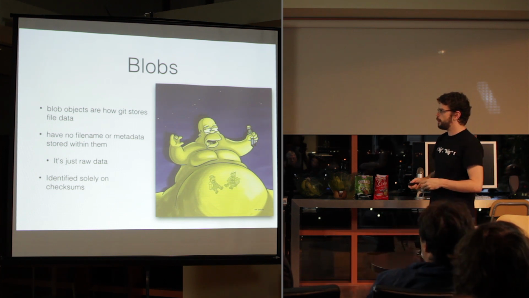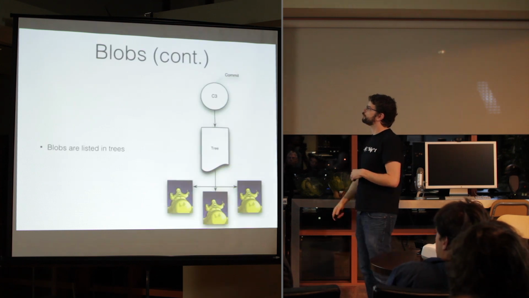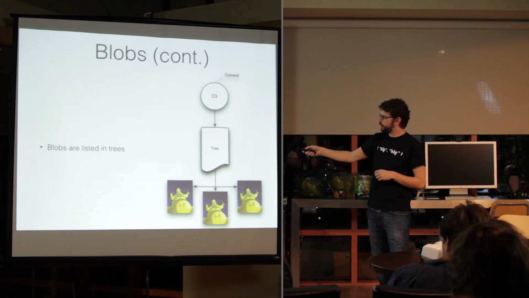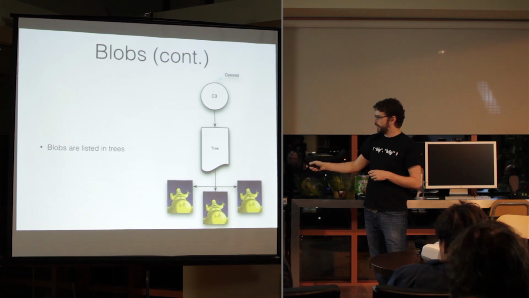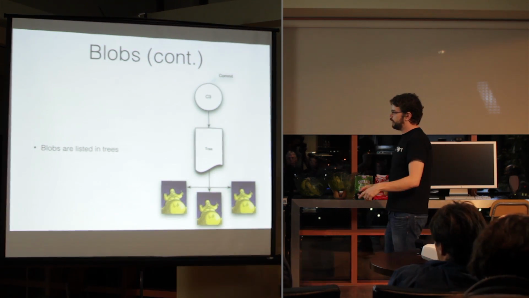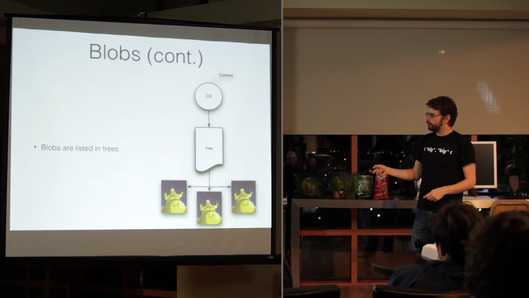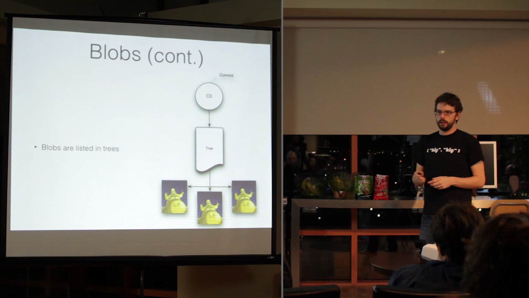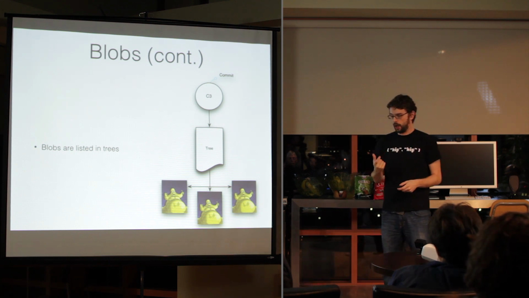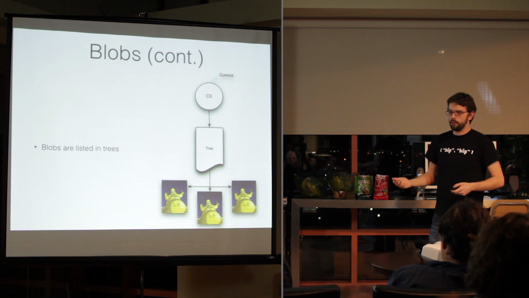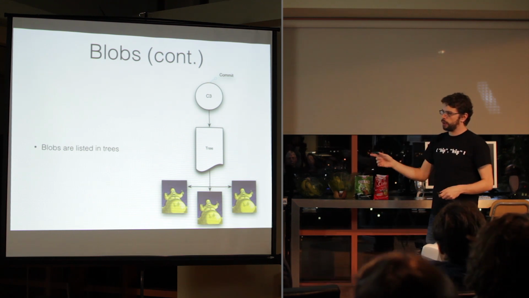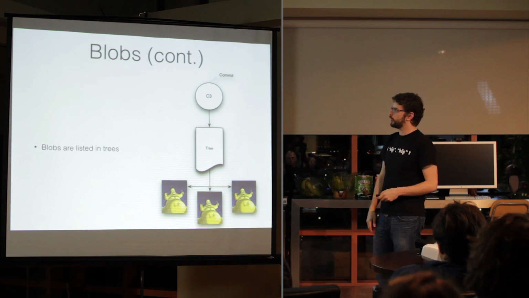And they're identified solely on checksums. So they're listed in trees. This would be if there was a single folder, and that folder contained 3 files. As we mentioned earlier, since blobs are based off of checksums, Git will only create new blobs if the file has changed from a previously committed state. Otherwise, it'll just reference that SHA. This is one of the things that makes Git so fast, because it's only storing the changes from one commit to the next, not every file every single time. It's also one of the reasons why branching is really cheap in Git.